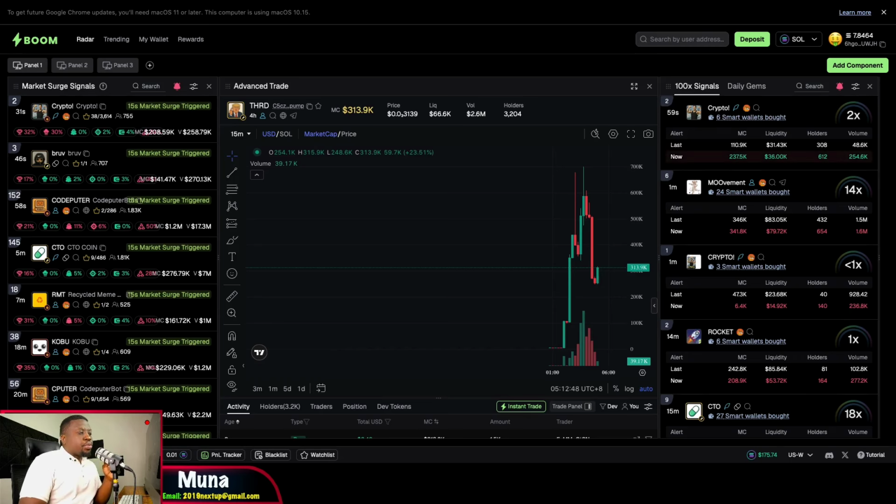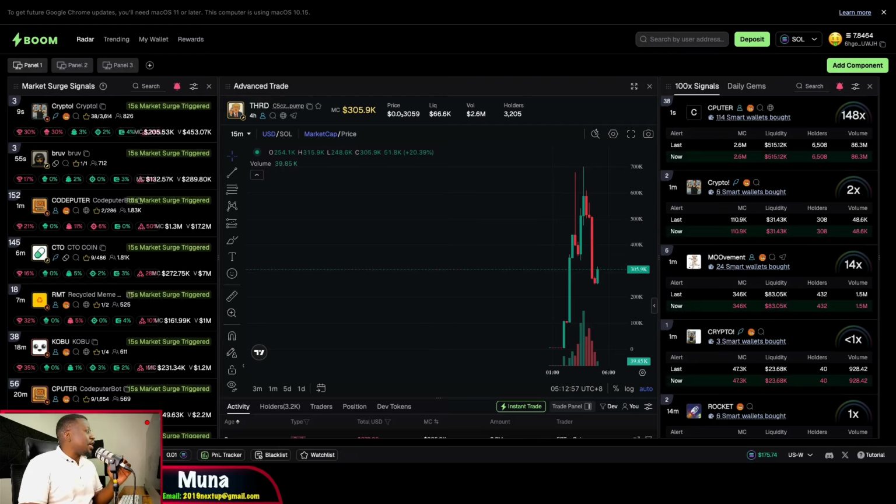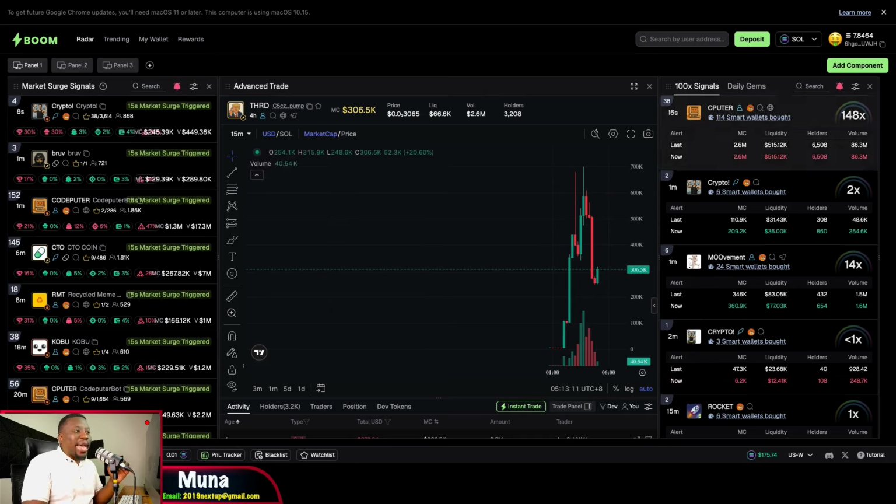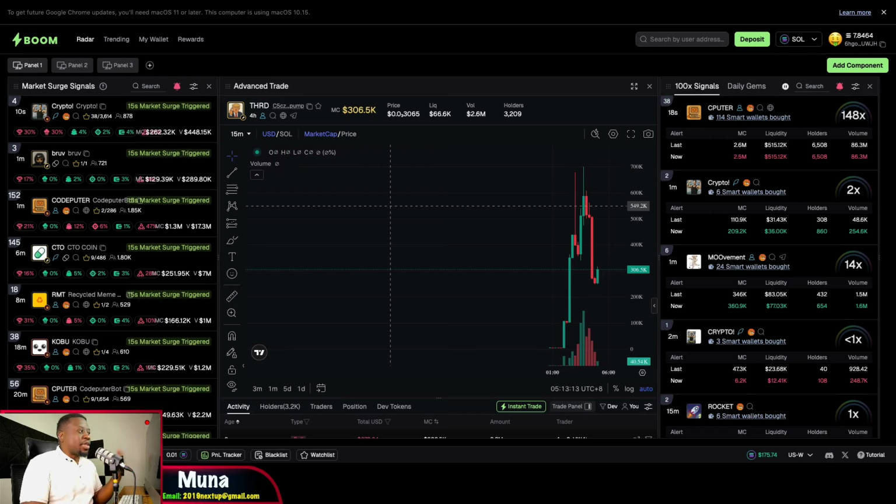The first thing that you're supposed to do is you're supposed to be trading on Boom.Meme. The reason why I'm trading on Boom.Meme is it has a specific feature known as the market surge signal. Now, this particular signal is what is giving me an edge and an advantage. As you can see, I do not have any filters on my panel due to the fact that I'm specifically trading with the market surge signal.